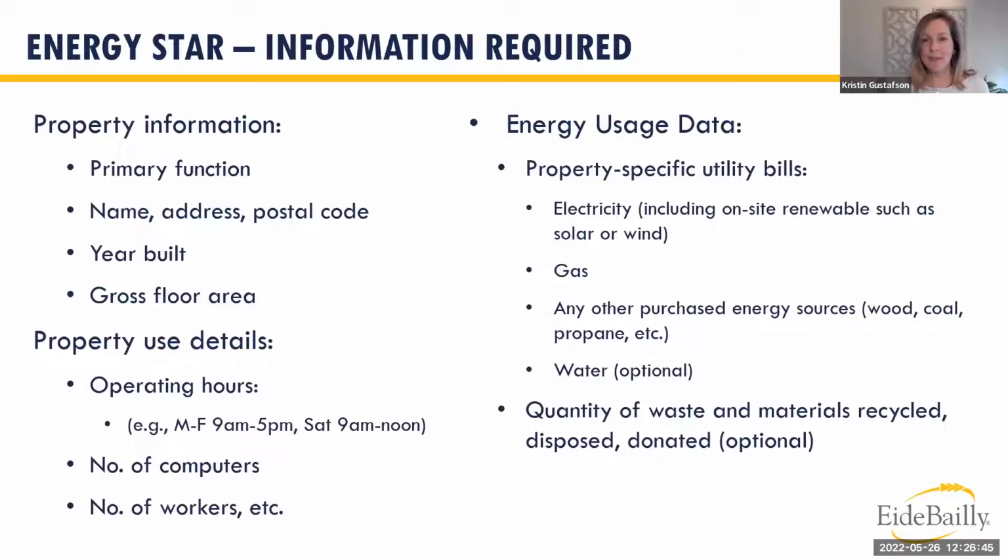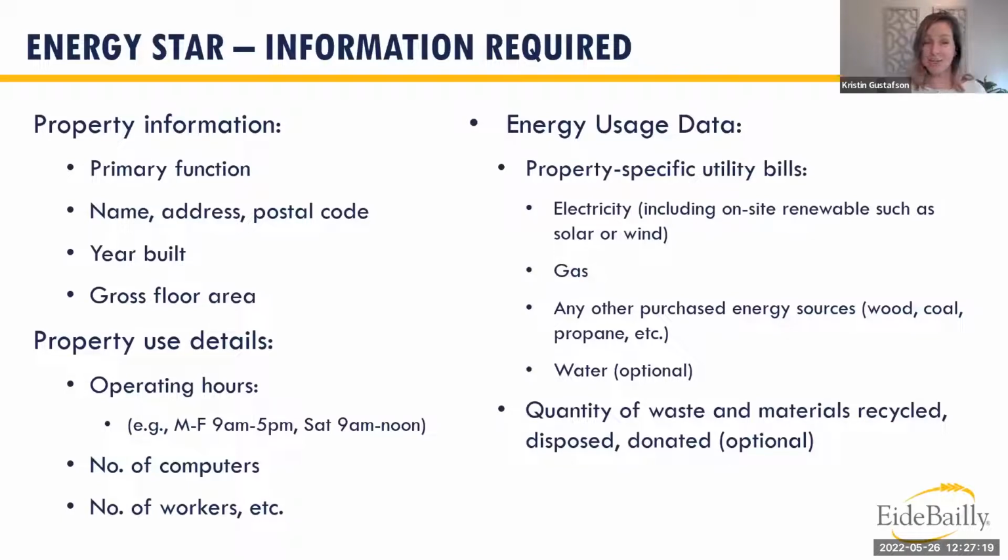To complete the application process for Energy Star, building owners need to collect some data about the properties, including the use details, the operating hours, number of staff, things of that nature. You'll also need to collect the utility bills for all energy sources, including electricity, gas, etc. So for apartment owners with individually metered tenants, you need to get a plan in place to obtain the utility data. And the ease of this process, unfortunately, is highly dependent on your utility provider.